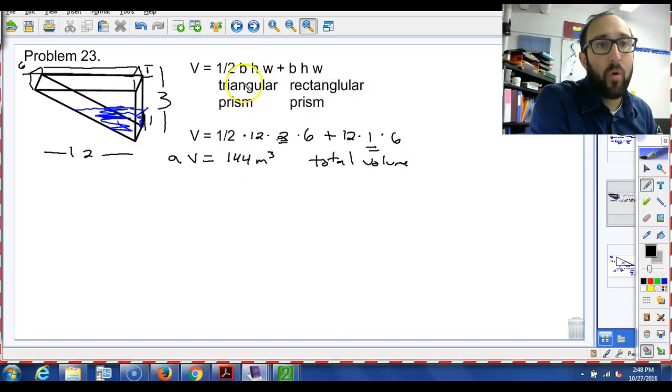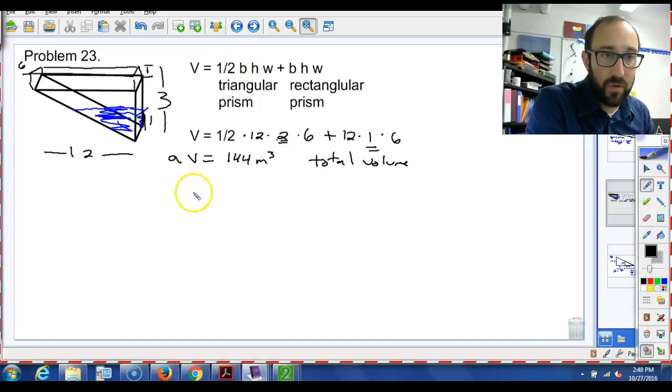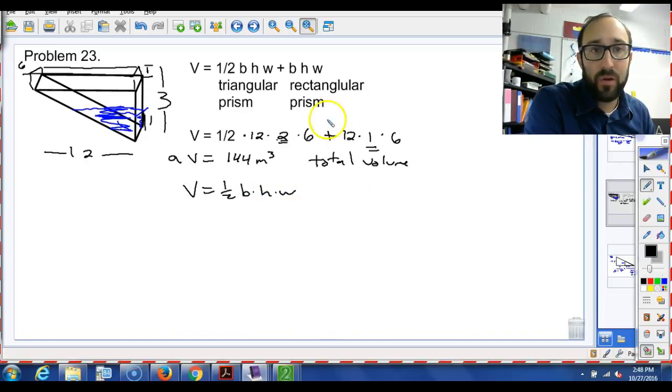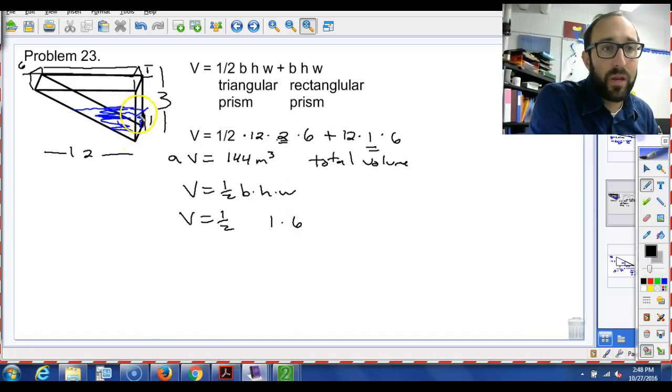Now let's talk about what is the volume if we fill it up just to 1 meter. Well, we don't care about the rectangular prism for that part, right? Because all we really care about is the triangular prism because we have nothing up there. So we can say this volume is going to equal 1/2 base times height times width. We don't care about the rectangular prism. It's not there. We don't know what the base is yet, but we know the height is 1, and we know the width is 6. So we have to try and figure out what that number is.